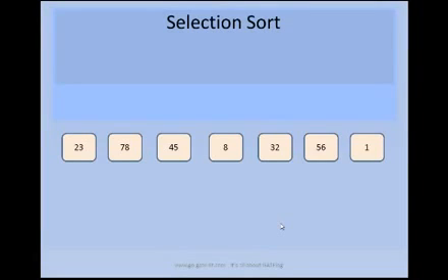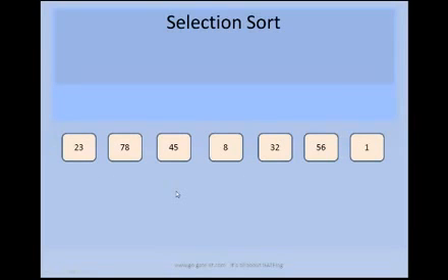Today we will discuss selection sort. In the selection sort algorithm, we will be given an input sequence of numbers, basically an unsorted sequence, and the output of the algorithm will be a sorted sequence of numbers. So here we have been given a sequence of numbers in unsorted form. Our goal here is to sort this sequence in ascending order.